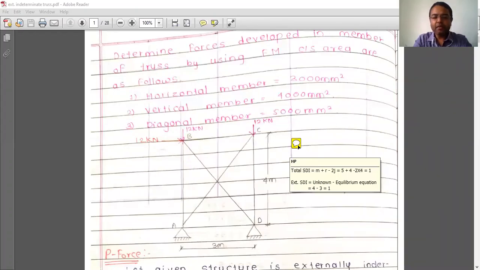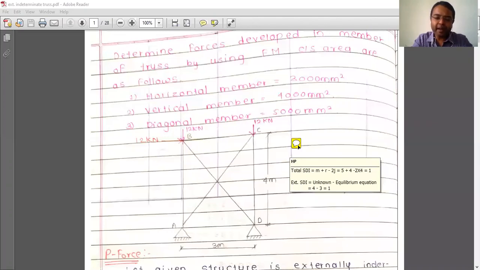Now we'll find the external SDI, the external static indeterminacy. The formula is number of unknowns minus number of equilibrium equations. The number of unknowns is nothing but R, the reactive components, which is 4, minus the equilibrium equations, which is 3. So we get external SDI equal to 1. From here we can conclude that the given structure is externally indeterminate.